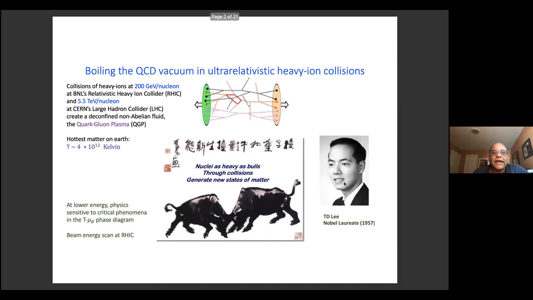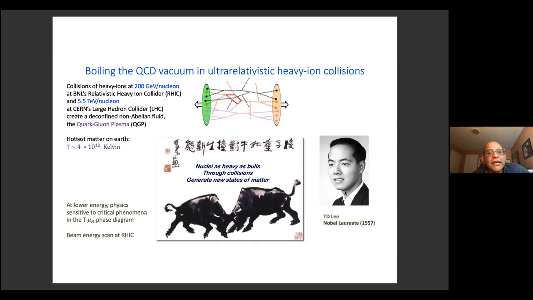A lot of the motivation for thinking about this problem came from a question posed by T.D. Lee in the early 70s as to what would happen if you could boil the QCD vacuum, so to speak, to high temperatures. And the mechanism envisaged was colliding two nuclei at ultra-relativistic energies. At that time, what he thought of as ultra-relativistic was a few times the nuclear mass in energy. But now we've been having collisions of heavy ions, so gold ions at Brookhaven, at our Relativistic Heavy Ion Collider with energies of up to 200 GeV per nucleon, so very ultra-relativistic. And CERN has taken it to the next level, where you have collisions of these ions at 5.5 TeV per nucleon.